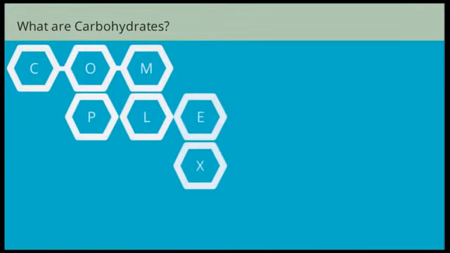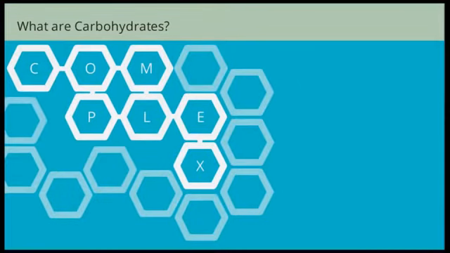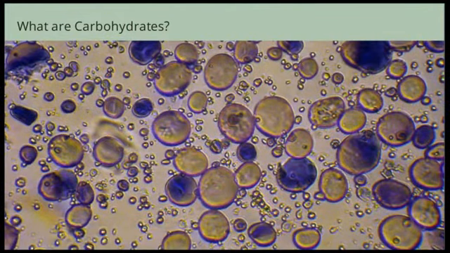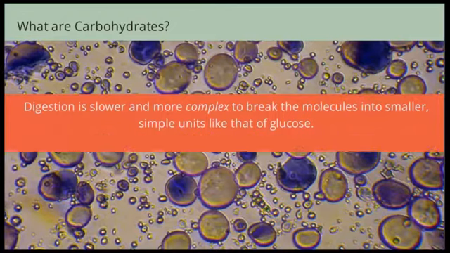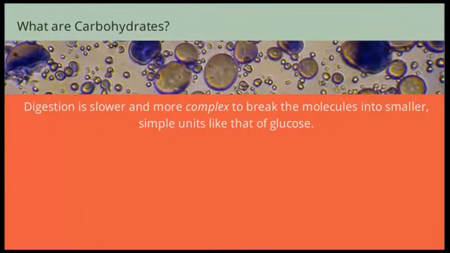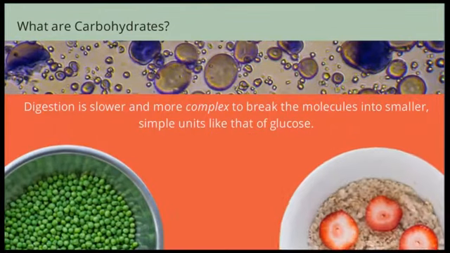Complex carbohydrates are made up of highly branched or unbranched chains of hundreds and thousands of simple sugar molecules linked together. These long chains are often referred to as starches. These giant starch molecules are packed side by side. Therefore, digestion is slower and more complex to break the molecules into smaller, simple units like that of glucose. Food examples of complex carbohydrates are peas, oatmeal, and potatoes.